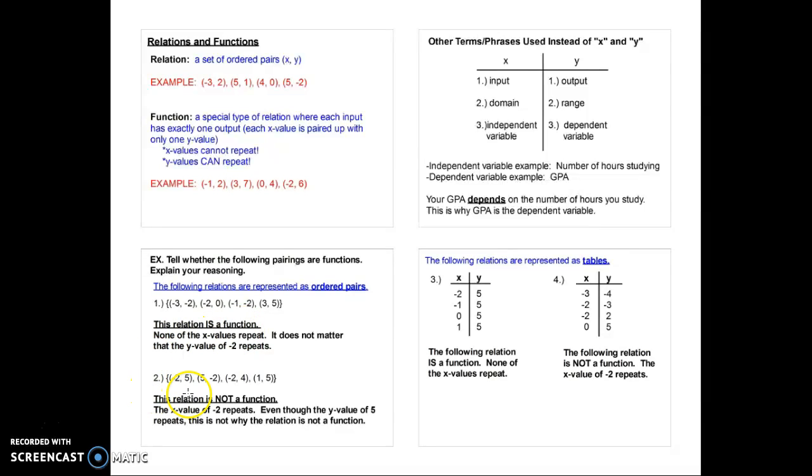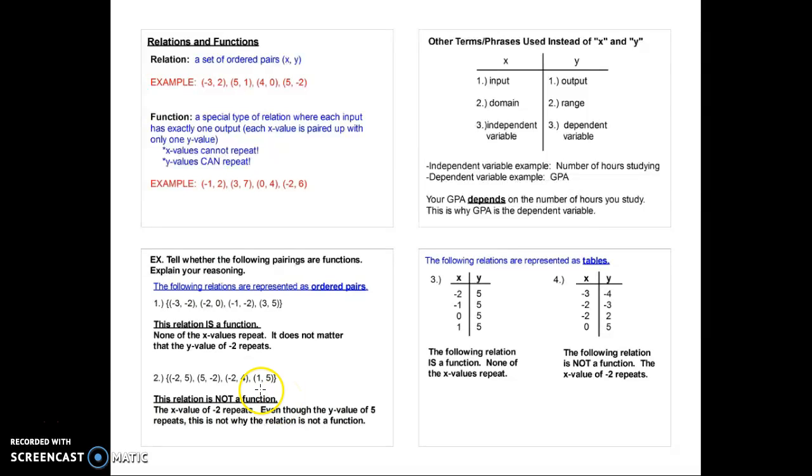Now, another set of ordered pairs. I have (-2, 5), (5, -2), (-2, 4), and (1, 5). I want to know, is this a function? Remember, you want to check your x values. Make sure none of them repeat. And they do. I have a -2 with a y value of 5, but then I have another -2 with a y value of 4. Each x value is only allowed to have one y value. Well, this x value of -2 has two different y values. It has 5 and it has 4. So for that reason, it is not a function.